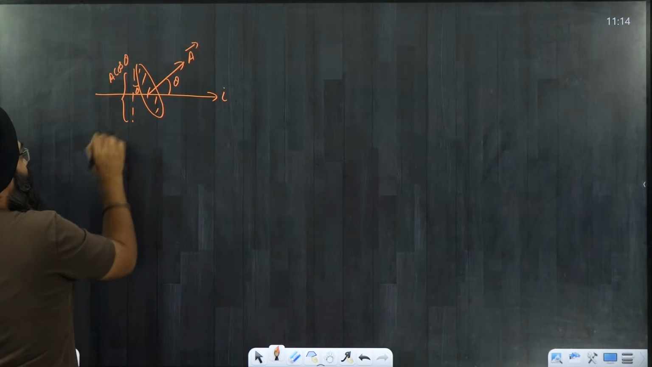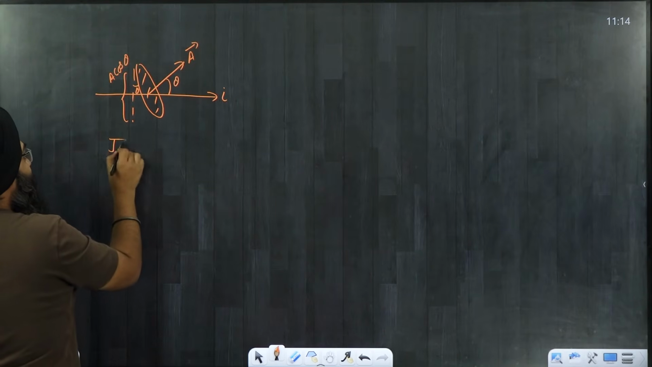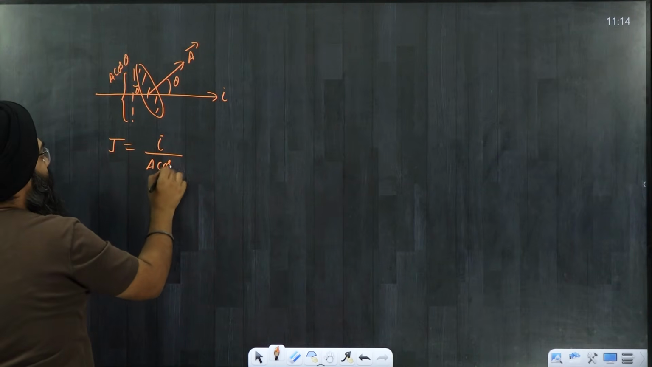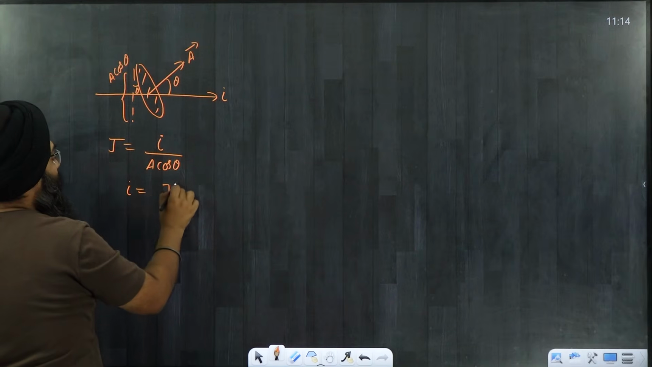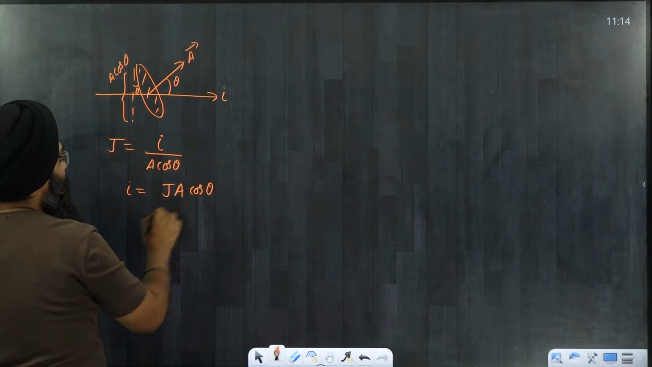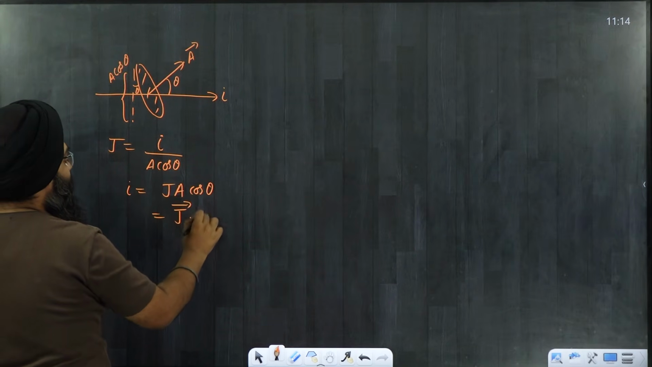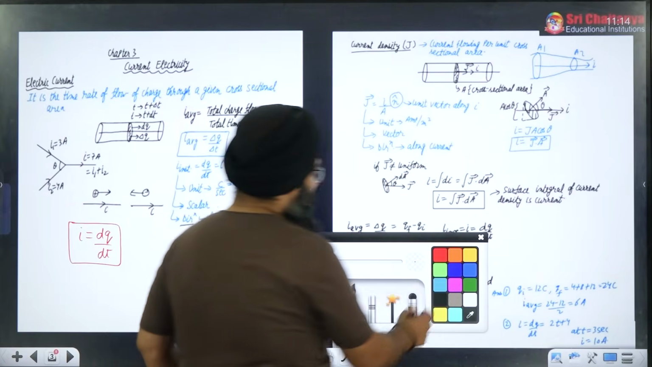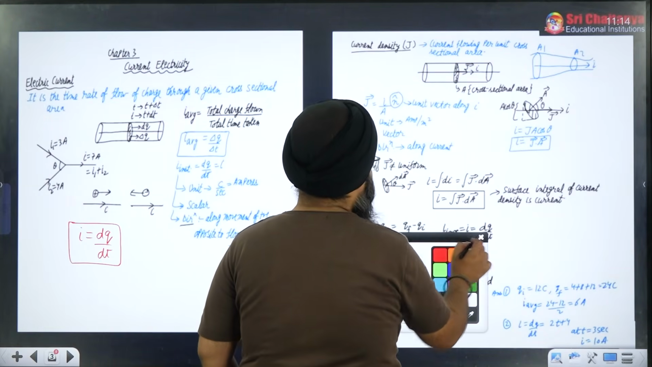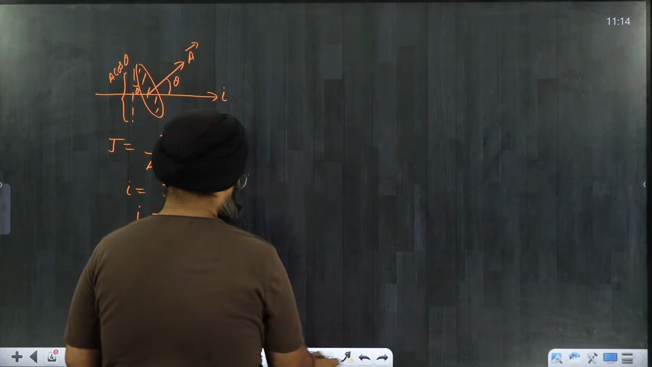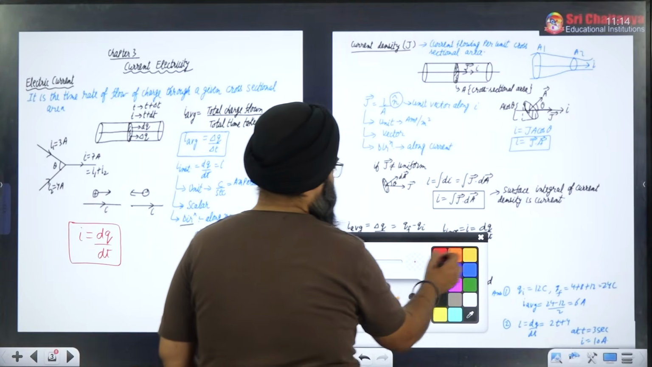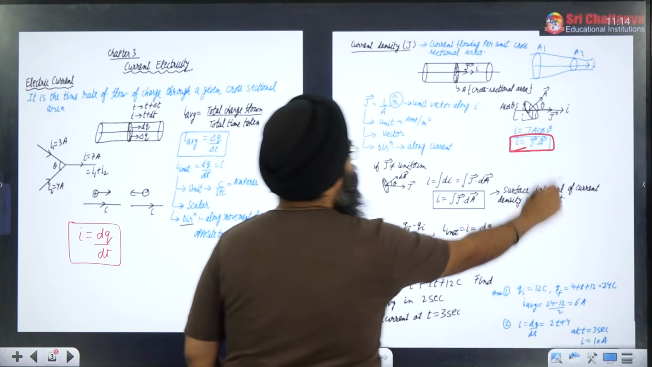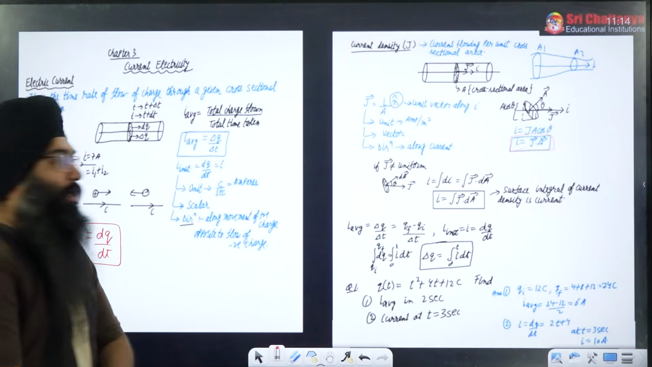So what will be the value of current density? Current density will be current divided by the perpendicular area, which is A cos theta. And you can also write current as J into A cos theta, which can be written as J vector dot area vector. Please understand carefully, for this area, current can be written as the dot product of current density and area vector.